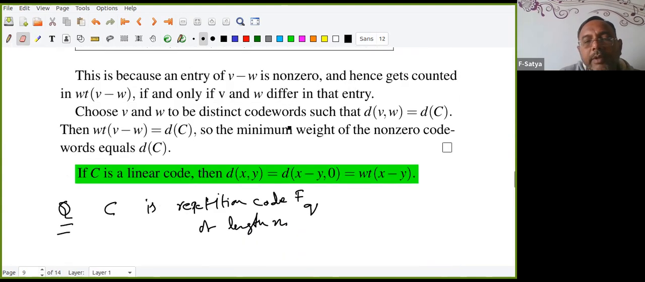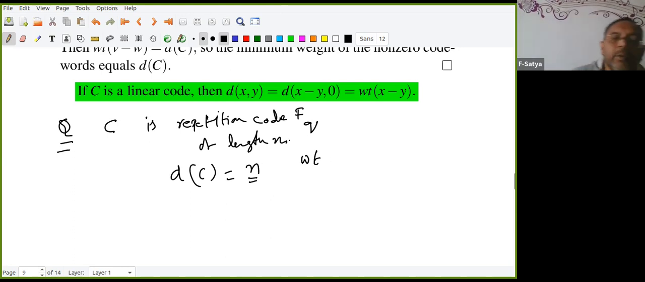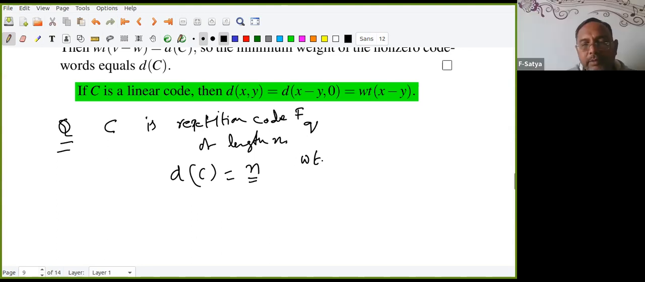Now, can you tell me, if it is a repetition code, what is the distance of the code? You already know the answer, right? It is equal to n. Now can you tell me the weights of all the non-zero code words in this code? n for every one, right? So every one is n only. The weights are n.